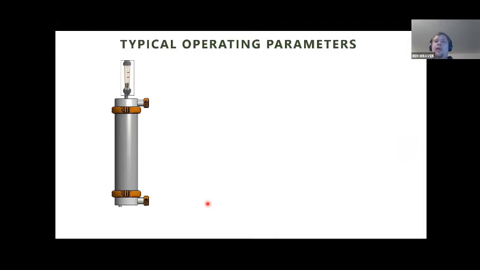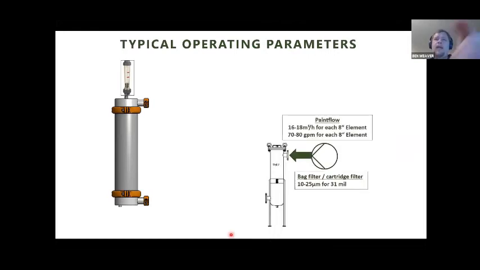So when we go into an actual process of it, when we're looking at the paint parameters for an 8-inch element, we use 8-inch because that's probably the most widely used element in the market. So we standardize around that, and it's coming into the UF system, and you always want to have pre-treatment prior to the UF, because as we talked about in the previous stage, we don't want those solids plugging the feed spacer.